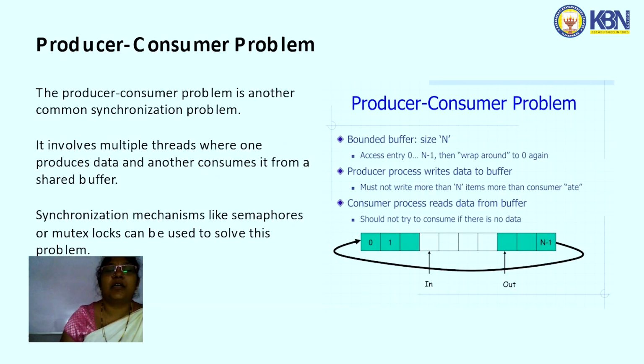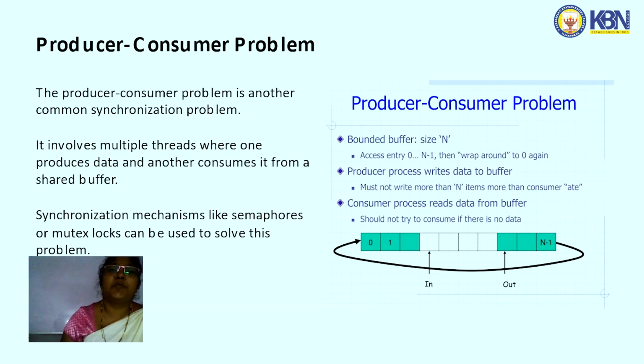See the producer-consumer problem. In the producer-consumer problem, there is a bounded buffer of size n, with entries 0 to n minus 1 wrapping around to 0 again. The producer process writes data to the buffer and must not write more than n items. Then the consumer process reads data from the buffer. First we give the data, next we get the data; this is the concept of inputting and outputting data, measured by size n.